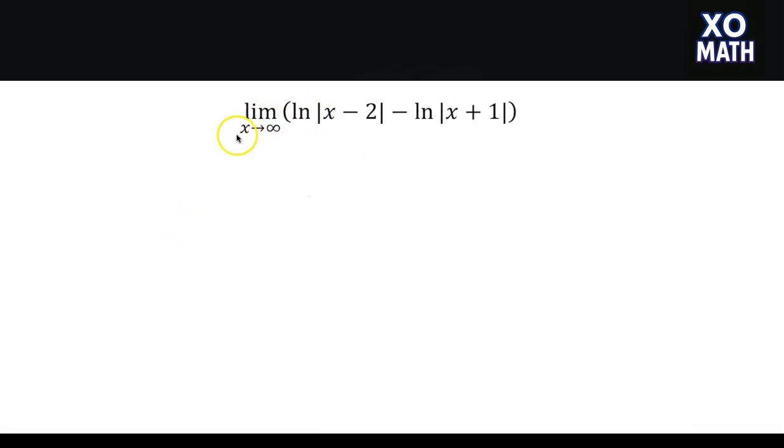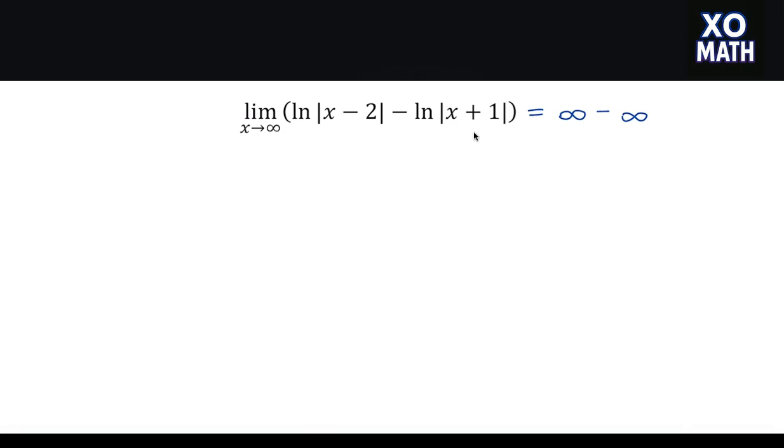Now we want to evaluate the limit as x approaches infinity of natural log of the absolute value of x minus 2 minus natural log of the absolute value of x plus 1. Now, if we look at these two terms, if I substitute in x approaching infinity into each of these natural log functions, each of these natural log functions is going to infinity. So I have the infinity minus infinity indeterminate case. So I need to try to do some more work here to see how I can rewrite this so that it can be determined.